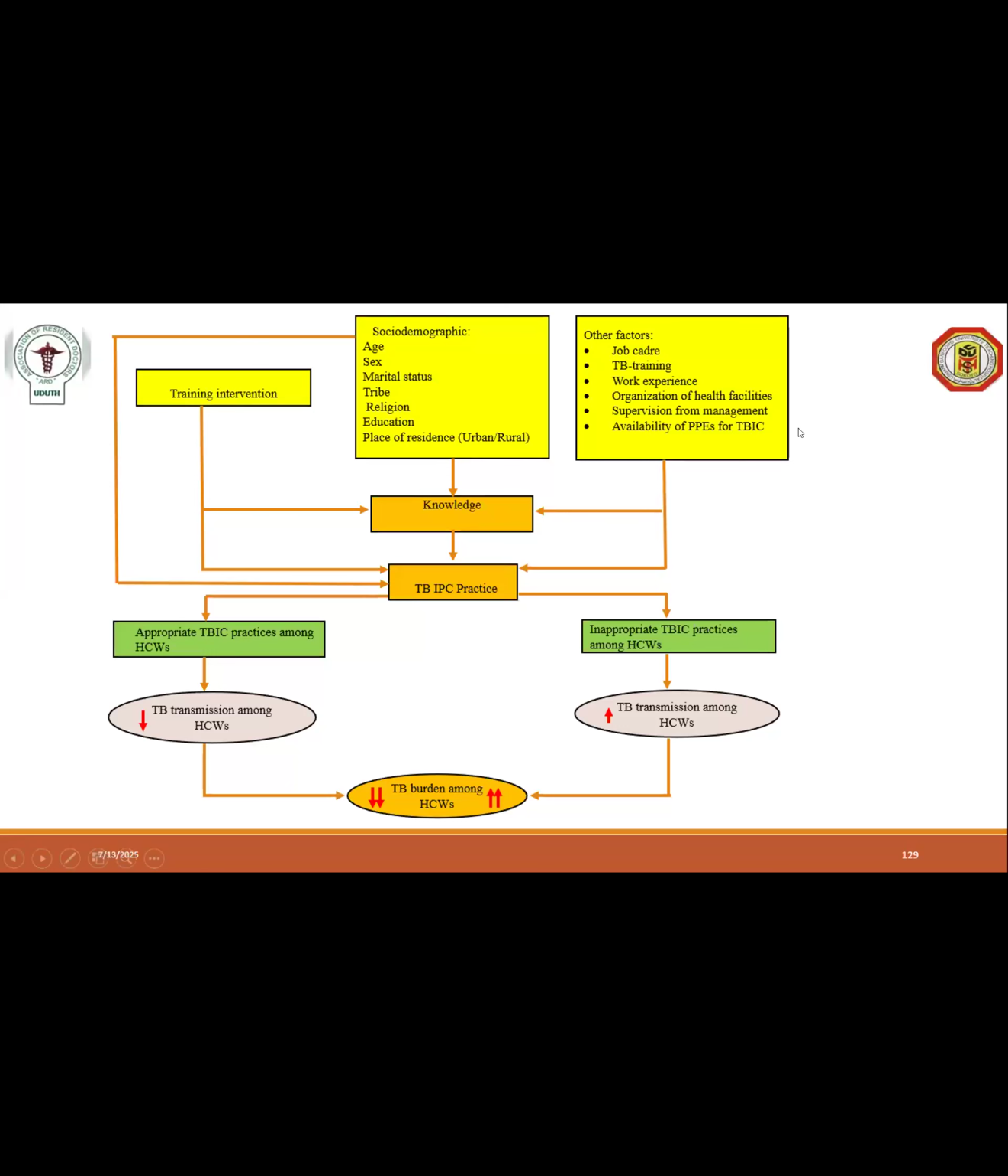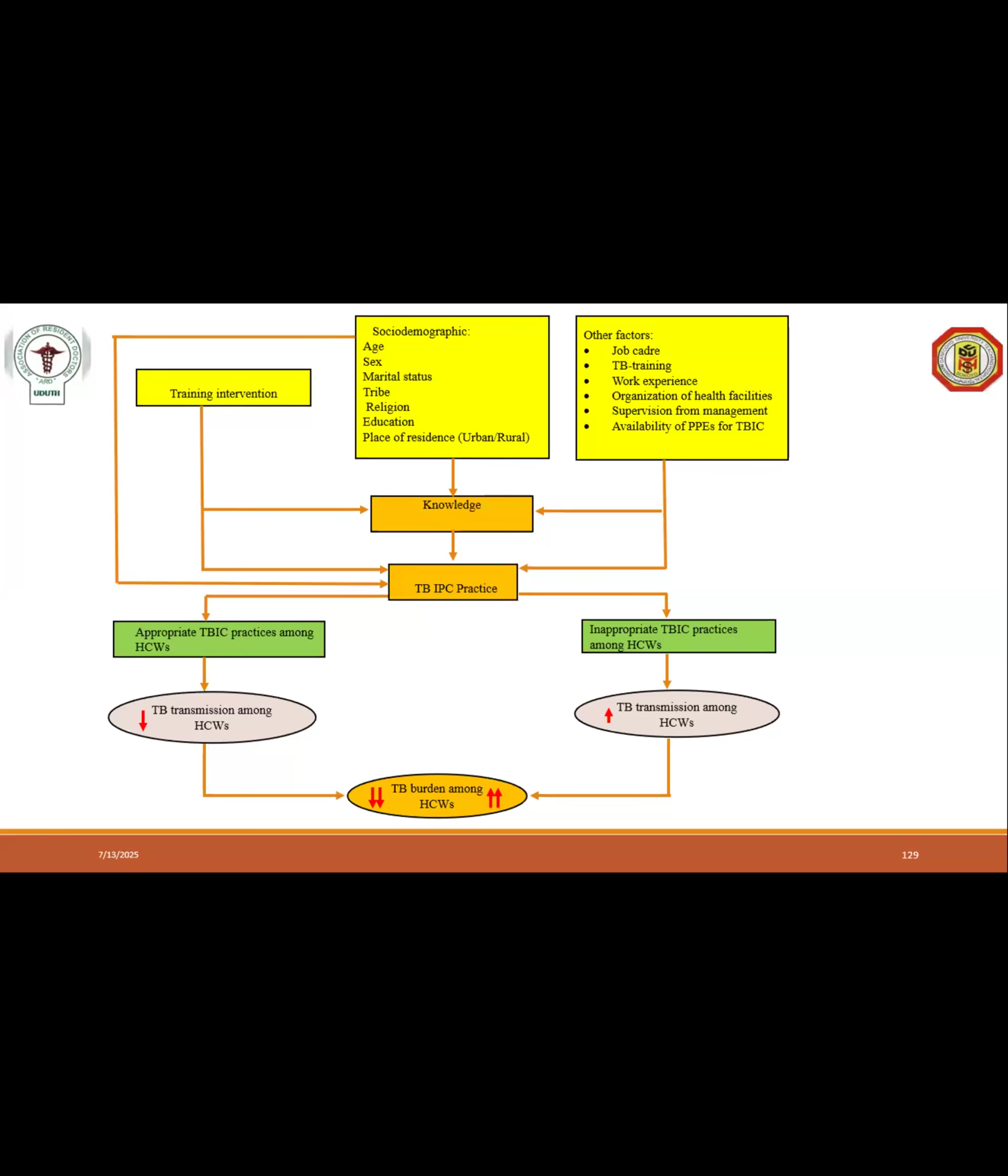Okay, so you see the diagram. These are the socio-demographic factors. So this diagram is on knowledge and practice of tuberculosis among primary healthcare workers. So you see the linkages in the diagram. You see the linkages to the knowledge and the linkages to the TB IPC practice.